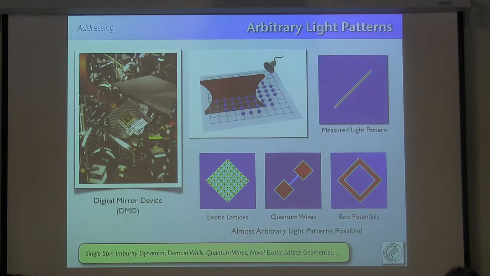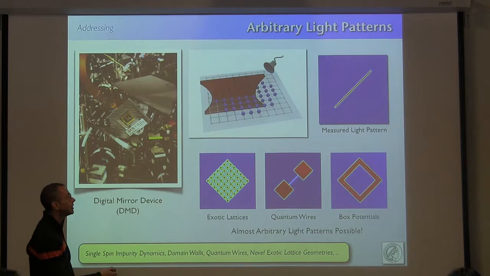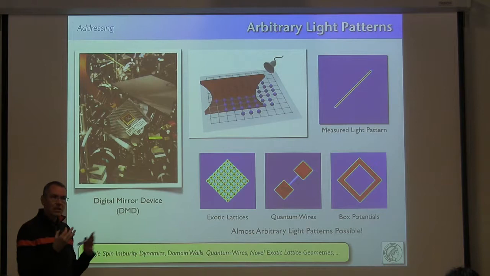You could make two reservoirs connected by a single wire. This is something that's been done very successfully in Zurich. You can also make box potentials. If you don't like the harmonic trap and want a homogeneous system, you make boxes. Or you make tunnel barriers or wires of light. You know, these atoms see them as potentials. Okay, that's what you should have learned.